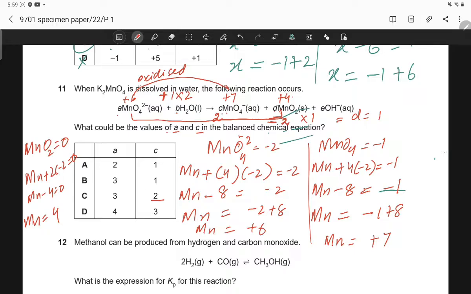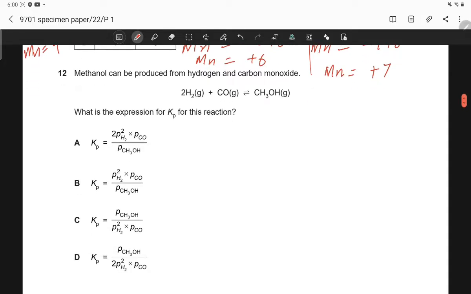C is equal to 2, and how is A equal to 3? So this is 2 MnO4 minus, and this is 1 mole of MnO2. So 2 plus 1 is equal to 3. So A is equal to 3. So the option for A is 3, and the option for C is 2. So this one option is the correct option.